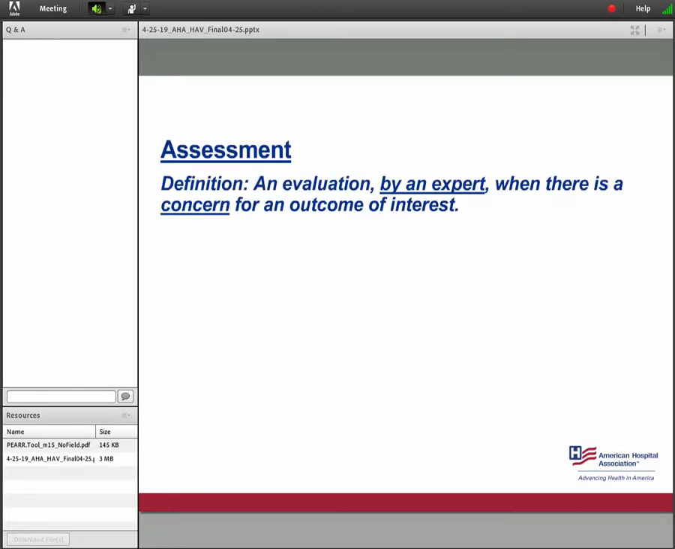Assessment is an evaluation by an expert when there is a concern for an outcome of interest. I highlighted expert here, and again, concern. Expert is highlighted because for screening, you don't have to be an expert. I never said anything about expertise in screening. In fact, for example, for the urine pregnancy test, anyone who has cash or plastic can go to a pharmacy and pick up a screening test for pregnancy. But an assessment requires expertise.